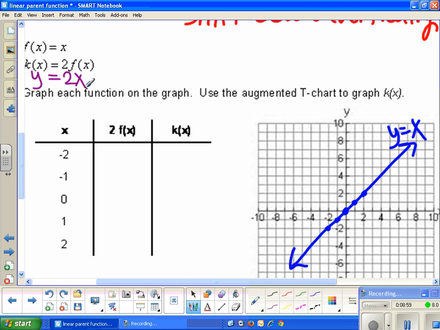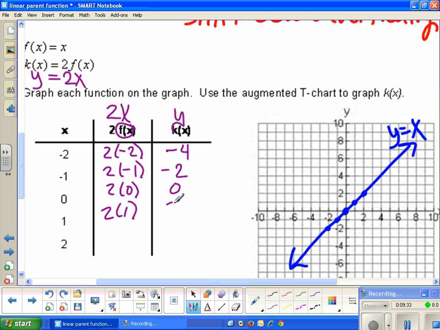K of x, which names another function, equals 2 times f of x, is the same thing as y equals 2x. So if we have 2x, this is our x, that's our y. What does 2x mean we're doing? Multiplying. So, what's 2 times negative 2? Negative 4. 2 times negative 1. 2 times 0, 0. 2 times 1.